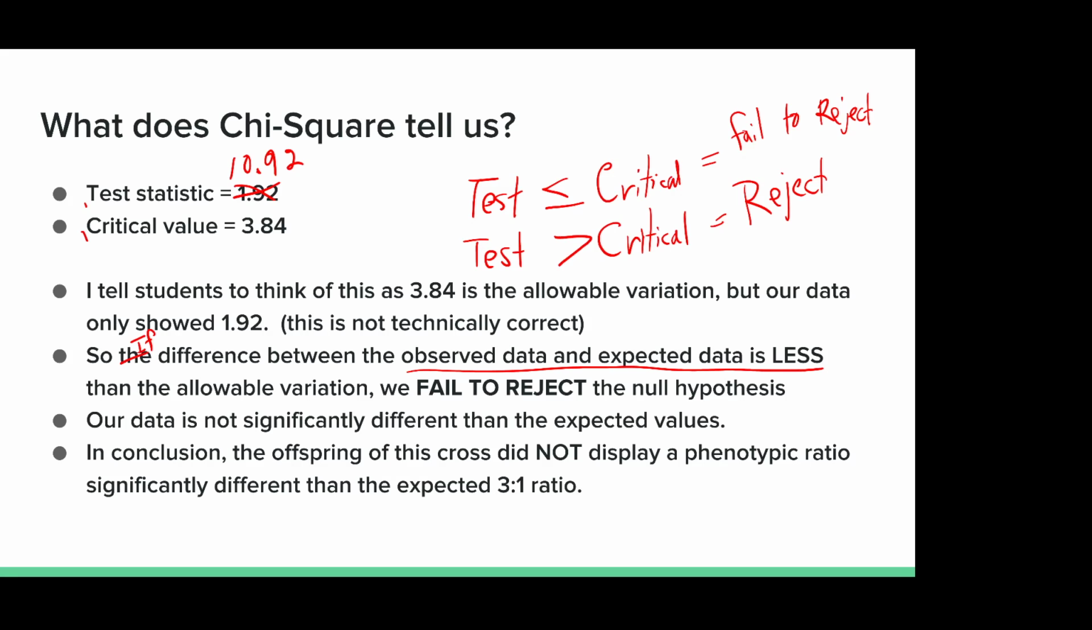And then number two, I want them always to bring it back to English. In other words, like this last line here. In conclusion, the offspring of the cross did not display a phenotypic ratio significantly different than the expected 3-to-1 ratio. That gives us a definitive answer. Well, in statistics, definitive is a weird term, but it gives us a lot more direct information than whether or not we fail to reject or reject the null hypothesis.